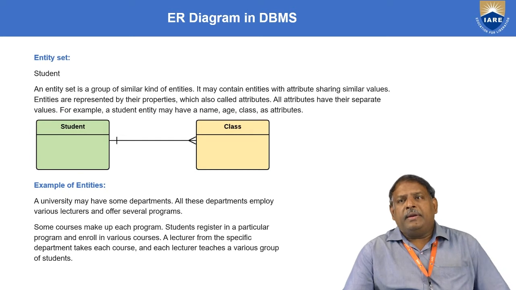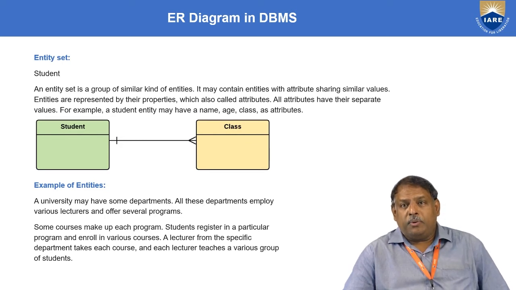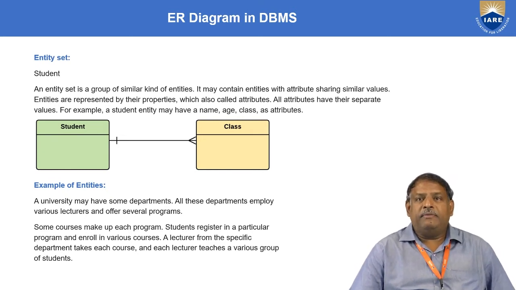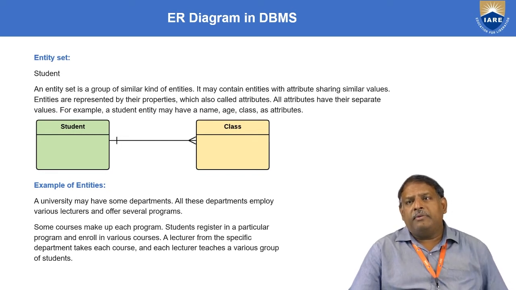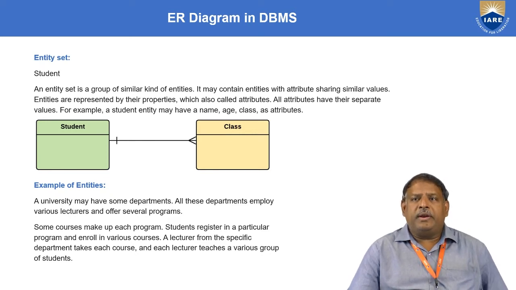It may contain entities with attributes sharing similar values. Entities are represented by their properties, which are also called attributes. See, every entity will have properties, that is nothing but attributes. All attributes have separate values. For example, a student entity may have name, age, class as attributes. So, student is an entity having various properties such as name, age, class, sex, roll number. All these belong to the student entity.